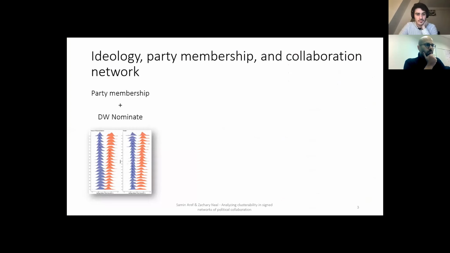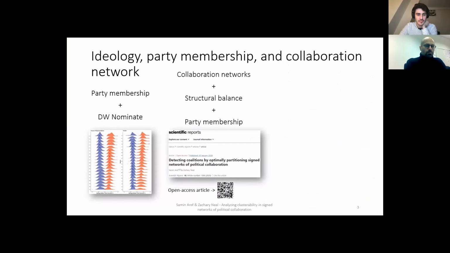As you may imagine, there are different ways of doing this sort of analysis. The classic approach only involves party membership and DW-NOMINATE scores, and doesn't need any network analysis. But this approach assumes homogeneity within parties and heterogeneity between parties. In a previous work, we used collaboration networks of legislators. These are signed networks where nodes are legislators and the edges represent whether two legislators significantly collaborate with each other or significantly avoid each other in terms of bill co-sponsorship. We use this network and the concept of structural balance, which I'm going to explain later, to look at the party membership of the optimal coalitions in these networks. You may get more information from this QR code.